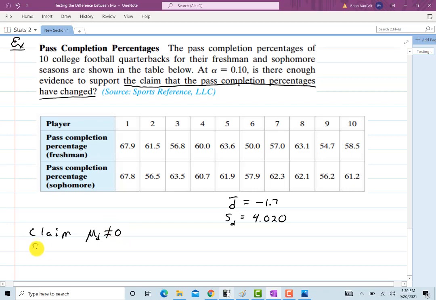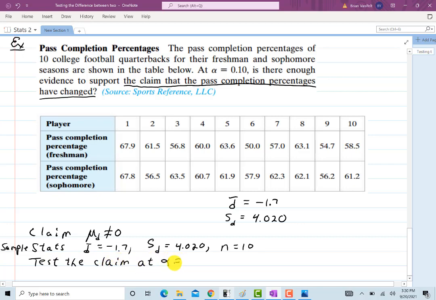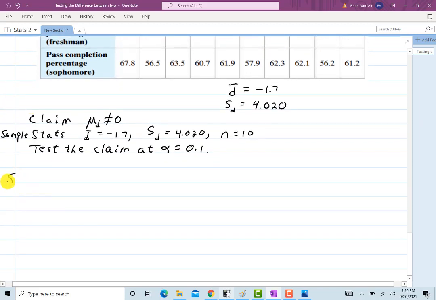And our stats, let's get those things in. This would be our sample stats. Let me write that down. Our sample stats was that the mean was equal to negative 1.7, S sub d is 4.020, and n equals 10. And we're going to test this claim at alpha equals 0.1. All right, I've got everything I need as far as the calculations are concerned. Let's go ahead and solve this.